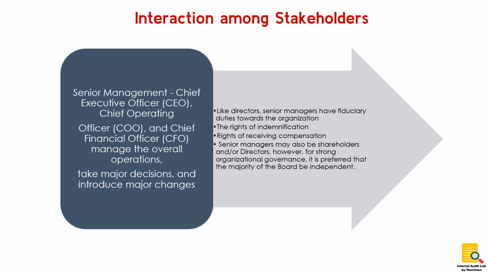Lastly, the senior management. Senior management includes the chief executive officer, chief operating officer, and chief financial officer, who manage the overall operations, take major decisions, and introduce major changes. They also have the following duties: directors and senior managers have fiduciary duties toward the organization. They also have the rights of indemnification, and the rights to receive compensation. A senior manager may also be a shareholder and a director. However, for strong organizational governance, it is preferred that the majority of the board be independent.